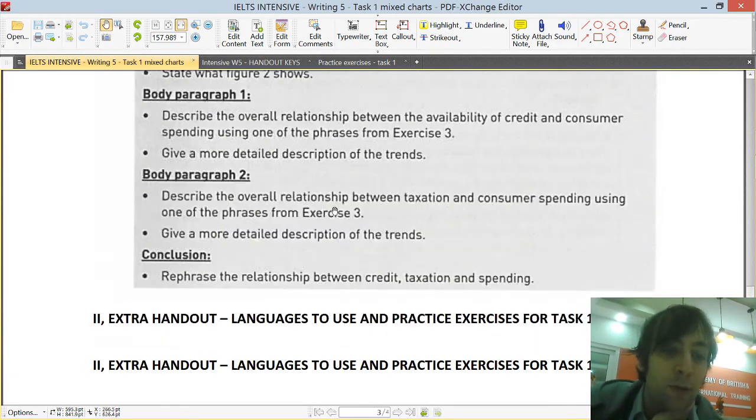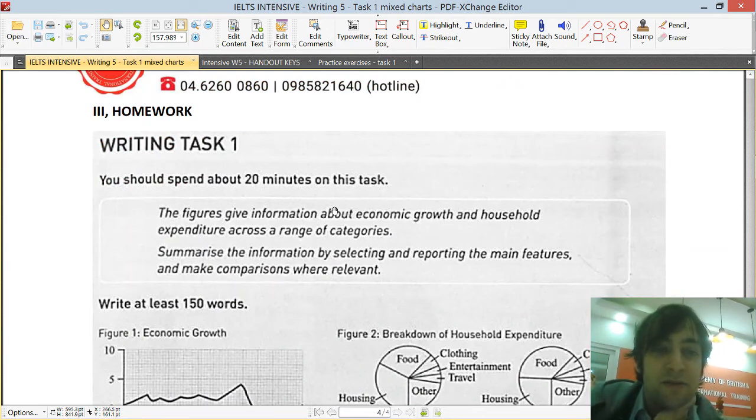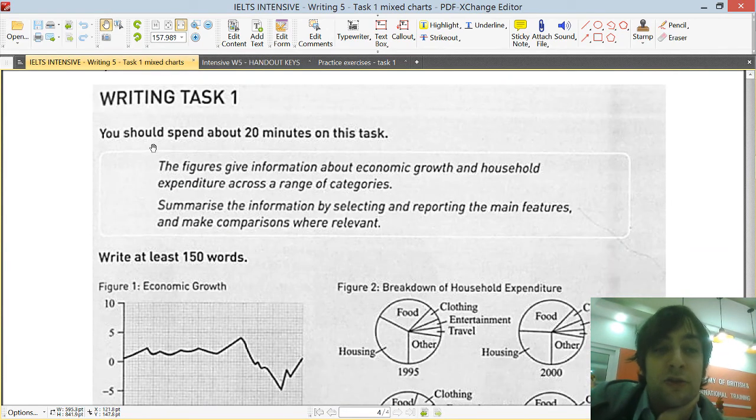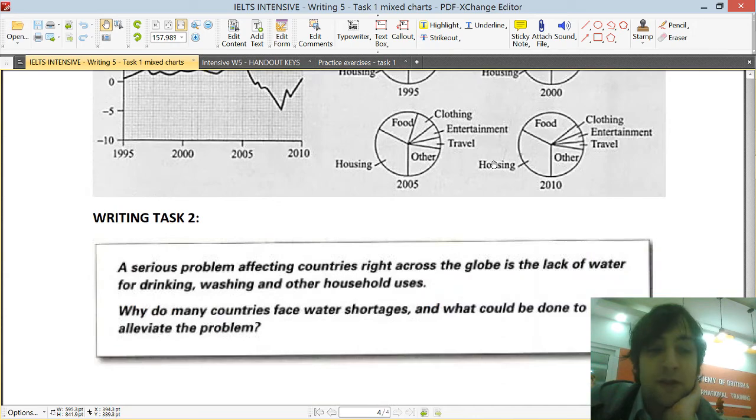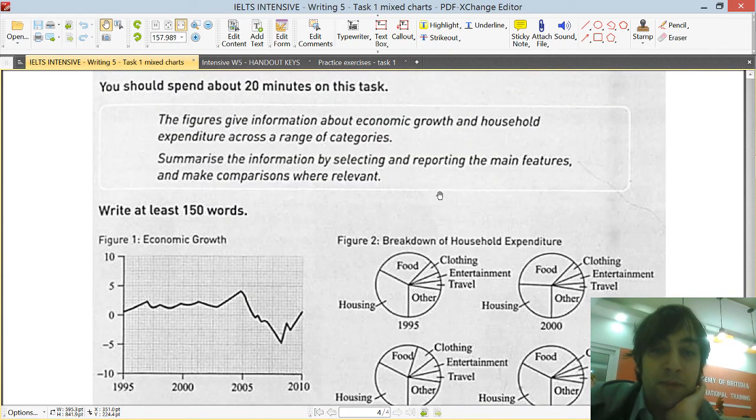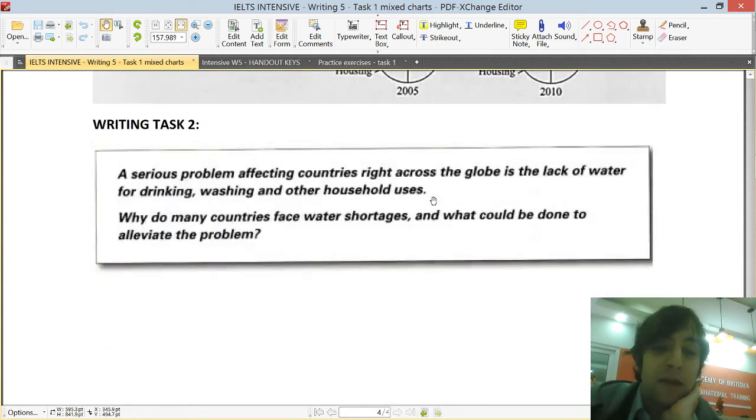So let's have a look at the homework for today, which is writing task 1. So you should spend about 20 minutes on this task. The figures give information about economic growth and household expenditure across a range of categories. Summarise the information by selecting and reporting the main features and make comparisons where relevant. So you need to write at least 150 words. Figure 1, we have economic growth. Figure 2, breakdown of household expenditure. And yep, all you need to do, of course, is summarise and make comparisons, okay?